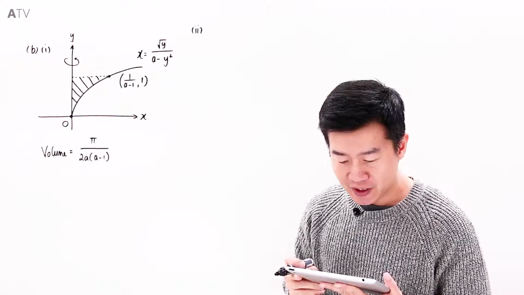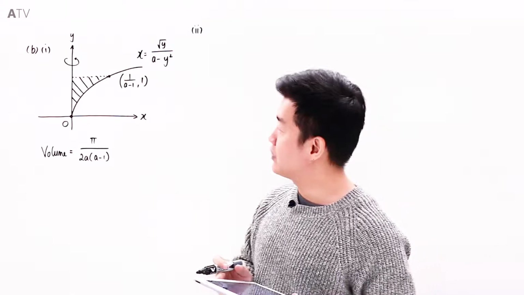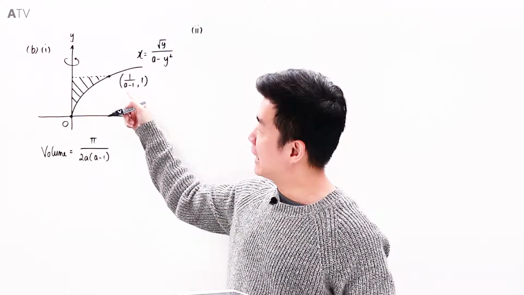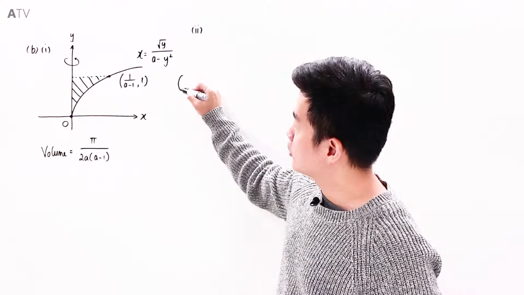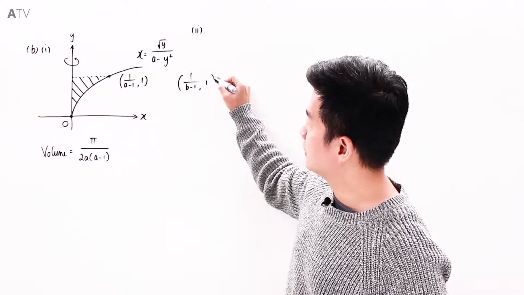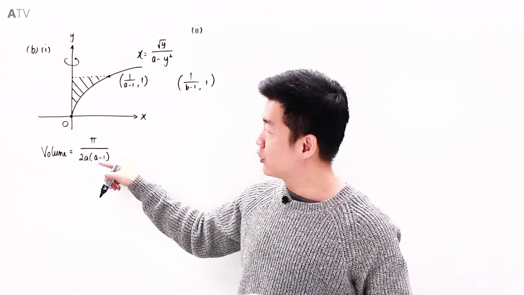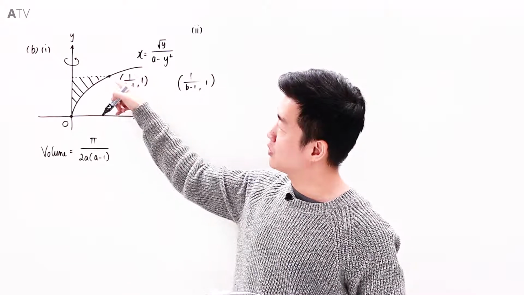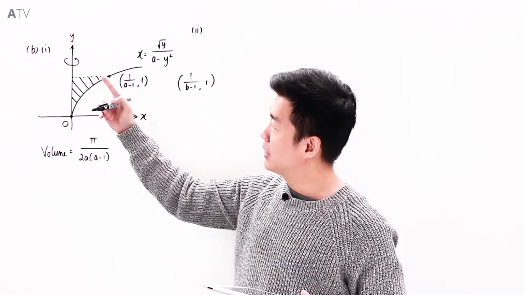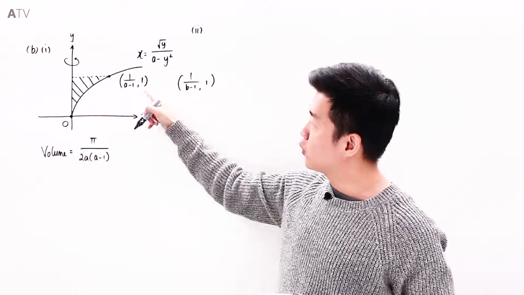And now another container is going to be formed, in exactly the same way as the previous part, except that the previous part is from 0 to 1 over a minus 1, 1. Now it is going to be from 0 to another point, which is 1 over b minus 1, 1. And this new volume is going to be bigger than the previous volume, which means that I suspect this point is going to be on the right hand side of this point on the curve, so that we can have a bigger volume.